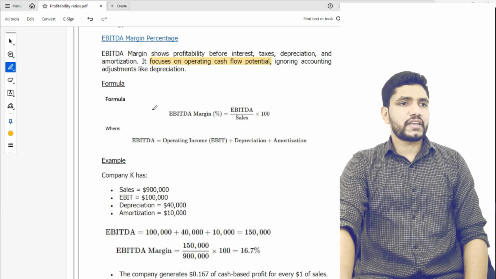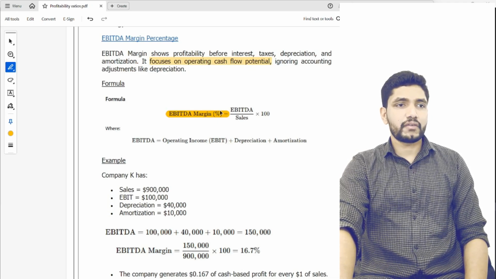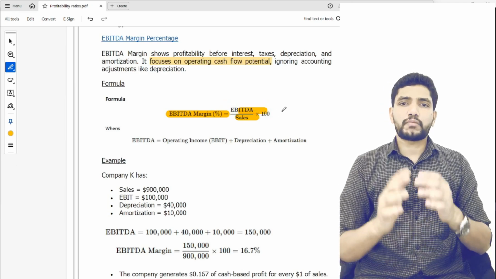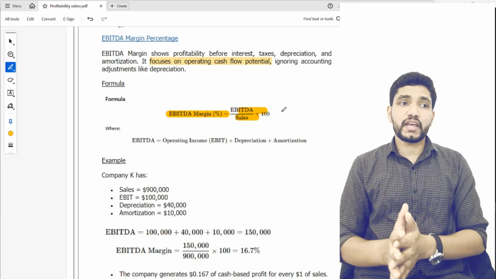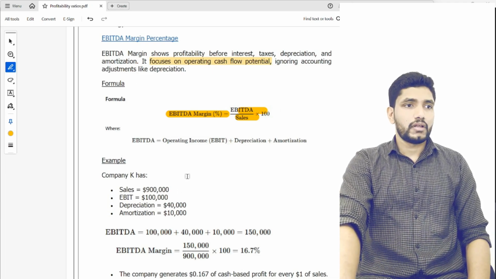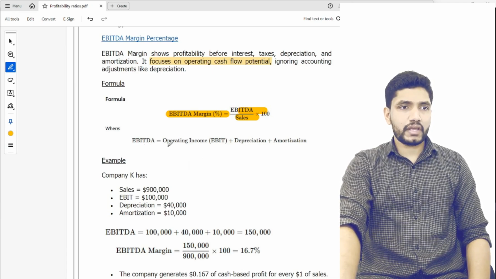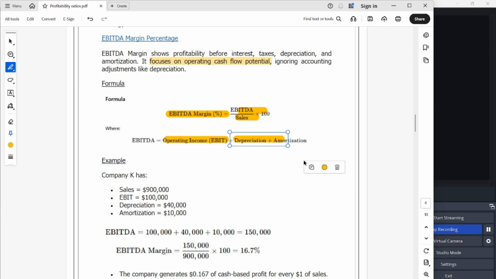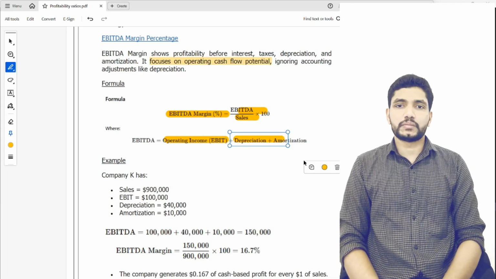So the formula for EBITDA margin is EBITDA divided by sales times 100. That means it tells what proportion of sales is the EBITDA. EBITDA means operating income plus depreciation and amortization. Because in EBITDA, we are not considering depreciation and amortization as expenses, as they are not related to operating cash flow. So to get the EBITDA, we have to add depreciation and amortization to the operating income.